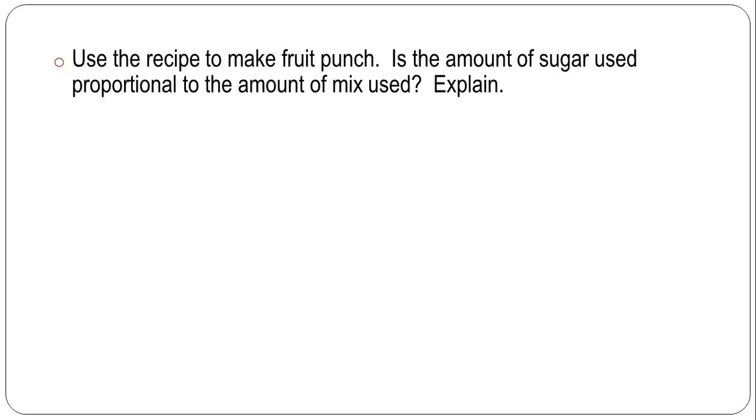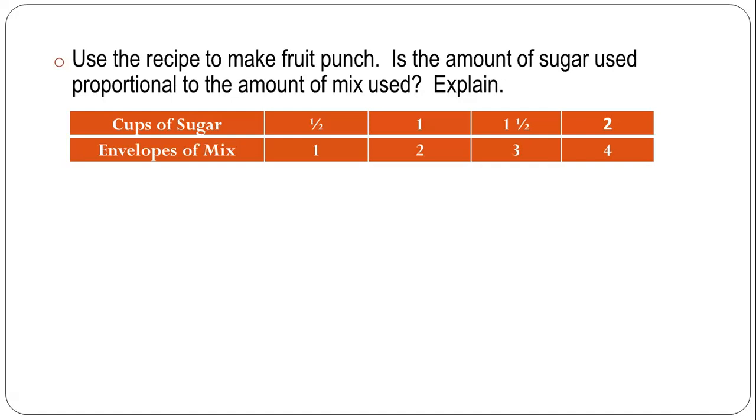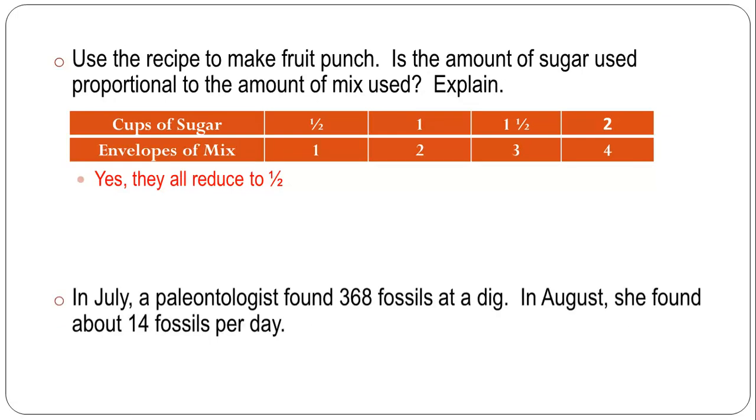And that is added to the amounts of mixture. Halimbawa, yung cups of sugar natin una ay 1/2, tapos yung envelopes of mix natin ay 1. Kapag dinagdagan natin yung sugar, gawin natin siyang 1 cup, ang mangyayari yung mix natin magiging 2. No? Ito yung tinatawag natin na proportional. Yes, they are all reduced to 1/2.